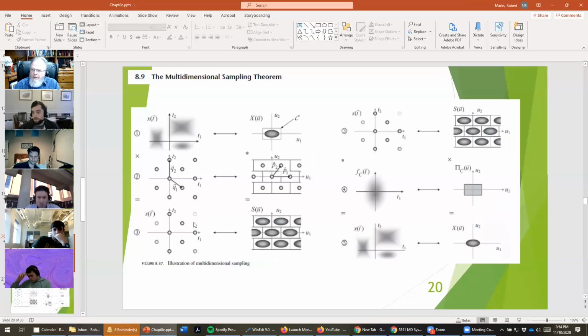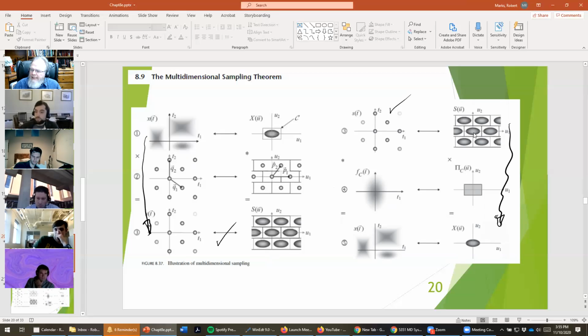And that's shown over here. What I've done is I've replicated this figure up here. These two figures are exactly the same. Now, over here, just like in the one-dimensional case, we did the intuitive operations in the time domain. Here, we're going to do the intuitive operations in the frequency domain and see what happens in the time domain. Okay? So let's go over here.